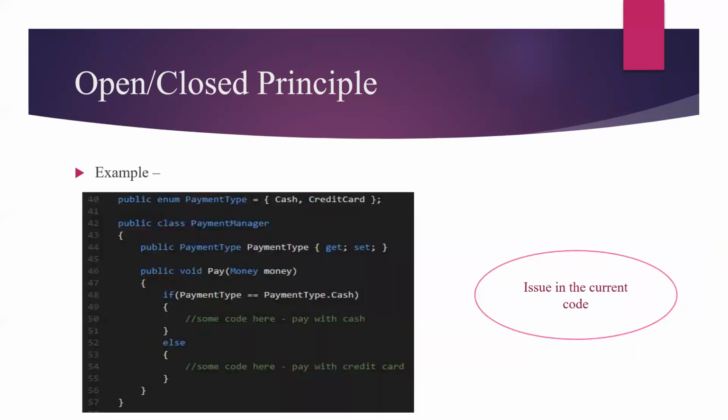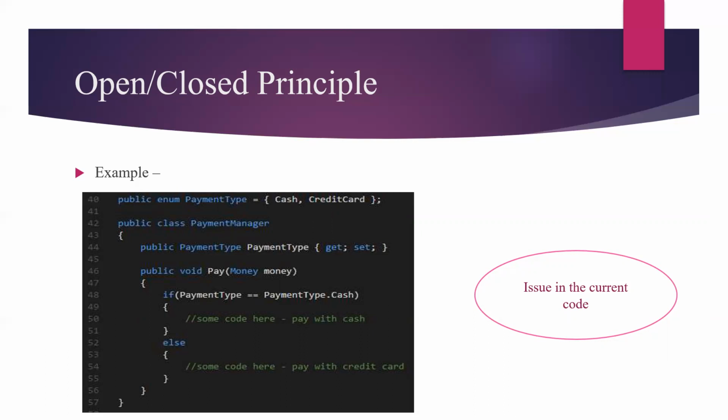Let's see an example. So you can see we have a class here, PaymentManager, and it's basically doing some kind of logic based on the payment type. So you can see here the first payment type is cash. So you see that there's an issue in this current code.